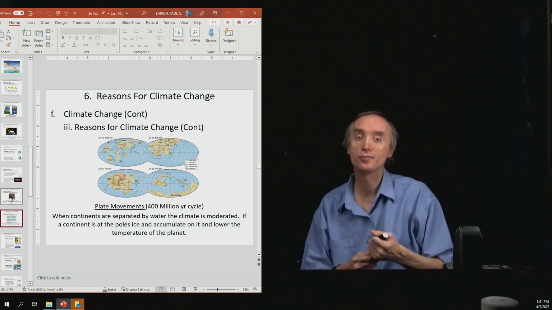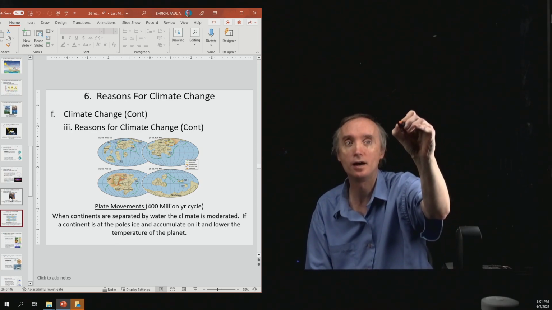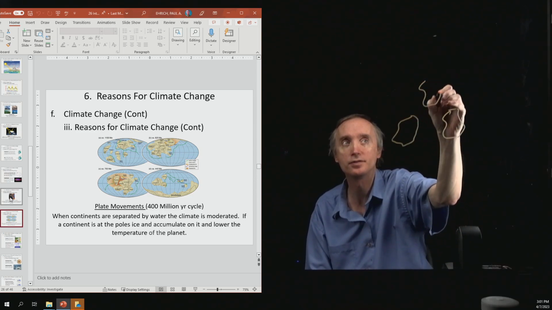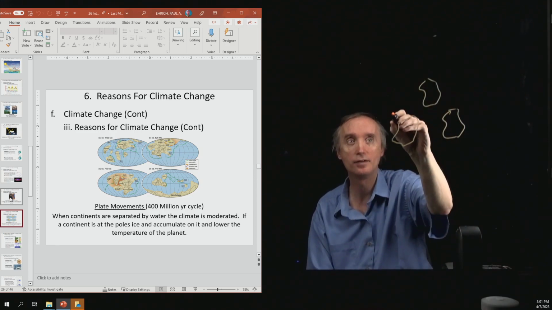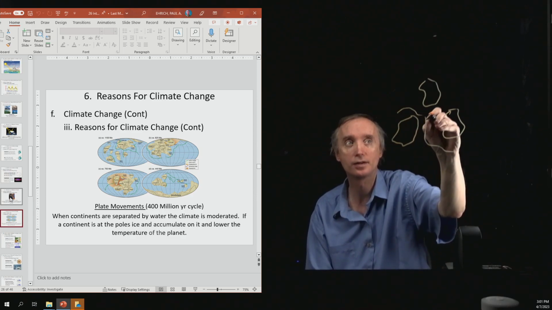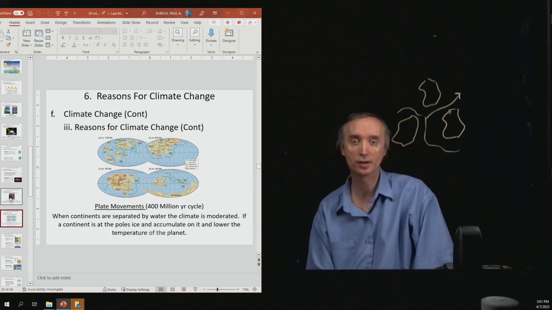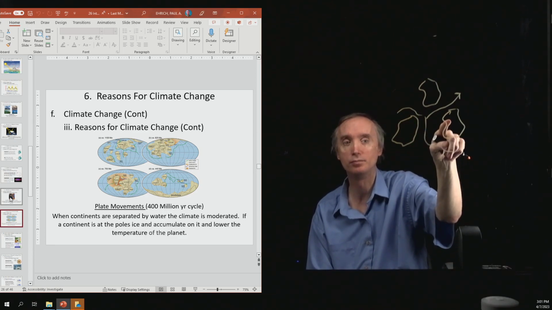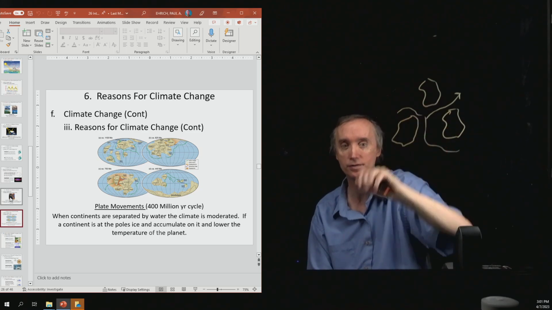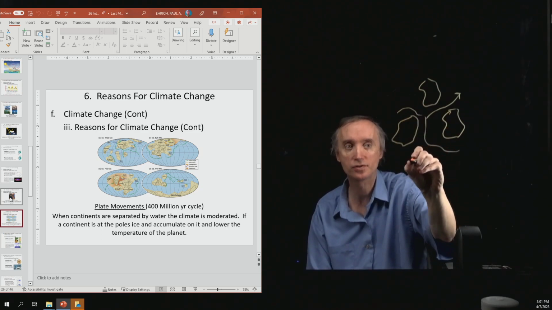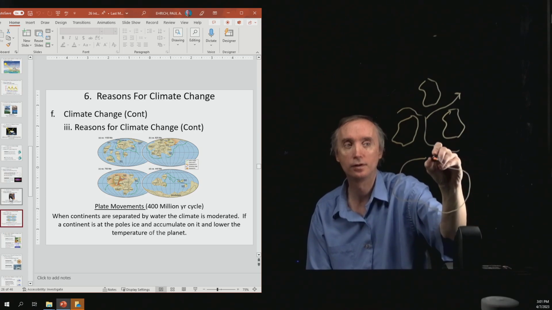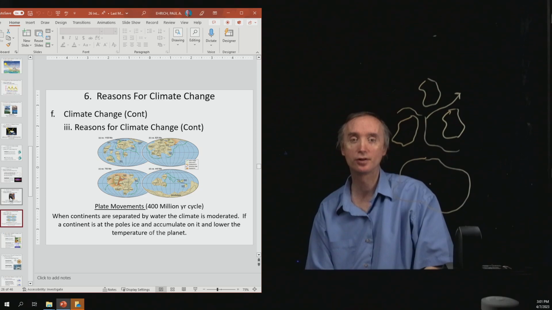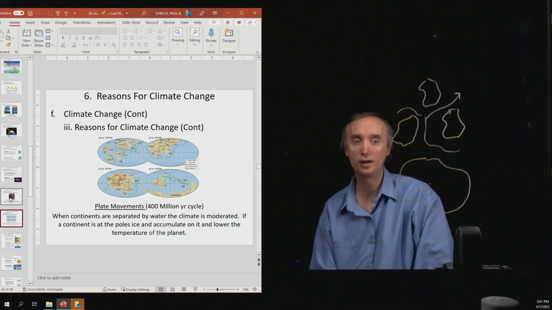Okay, so sometimes all of the continents are separated. So when the continents are separated from each other, you have a lot of ocean water that can circulate in between the continents. So that tends to mean that the climate is going to be moderated on these continents. On the other hand, when you have a supercontinent, okay, especially in the middle of the supercontinent, you're going to have more severe climates.